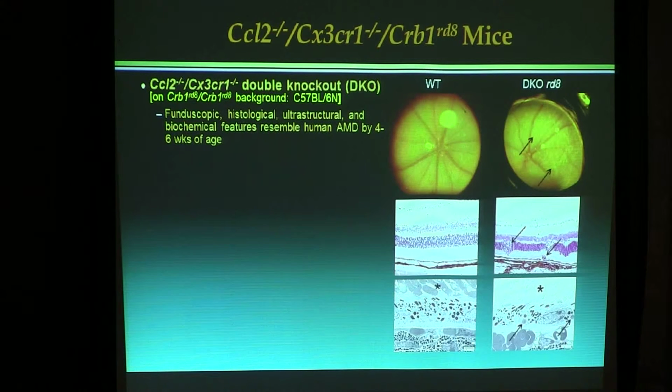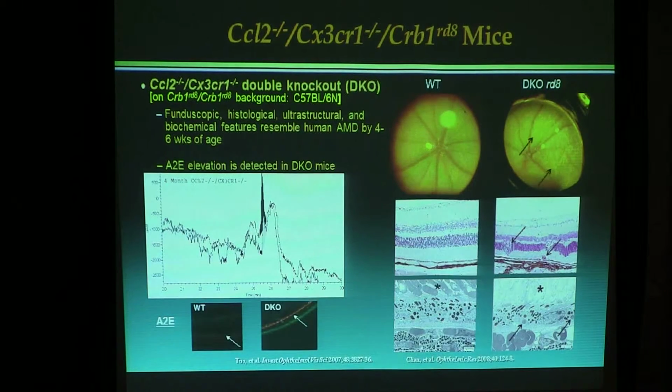The reason we use it is because with the CCL2 single knockout, they reported there was a deep retinal lesion developed in some mice at 9 months and older. And the CX3CR1, because we found out that there was a moderate association with AMD in humans. So we had the 2 mice and we crossed them and got that. And also the A2E is elevated in this mouse retina. And the confocal showed that there was positive staining in the RPE layer. So this is good.